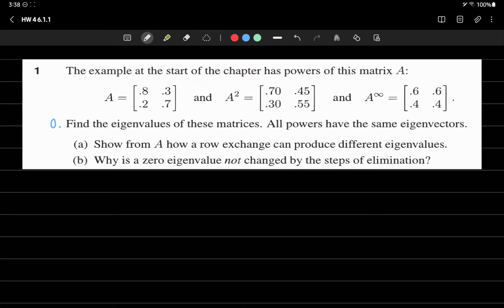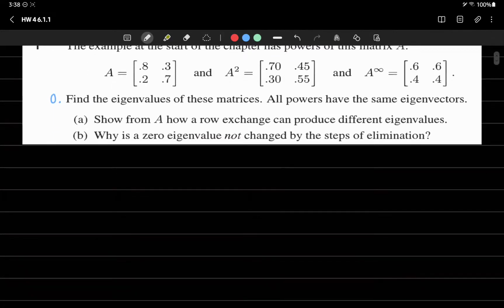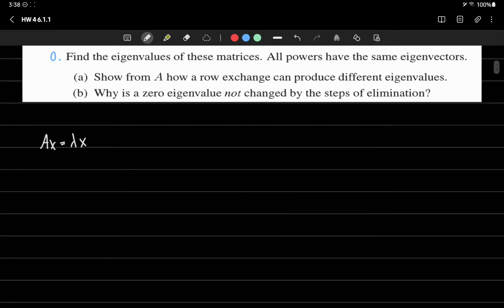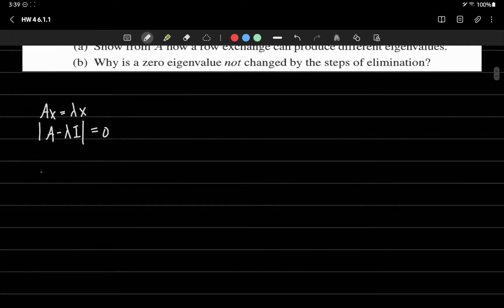To start, we learned from section 6.1 that there is an eigenvector x such that Ax lies along the same line as x, so that Ax will be equal to lambda x, where lambda is the eigenvalue. We also know that when Ax equals lambda x, the determinant of A minus lambda I will equal 0, meaning that the matrix A minus lambda I will be singular. So what is A minus lambda I in this case?